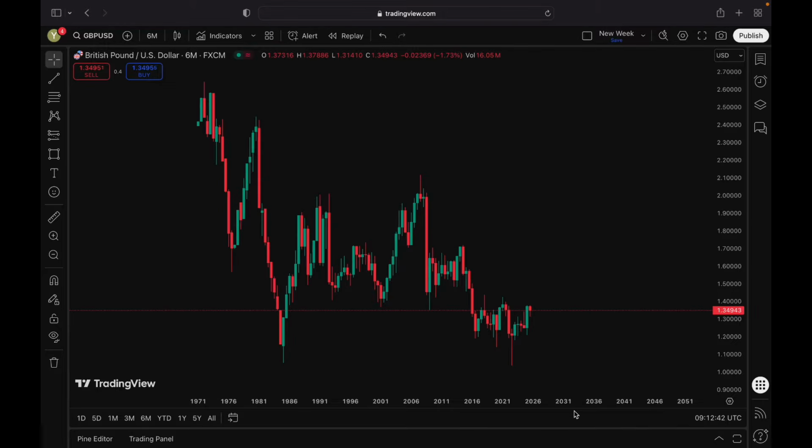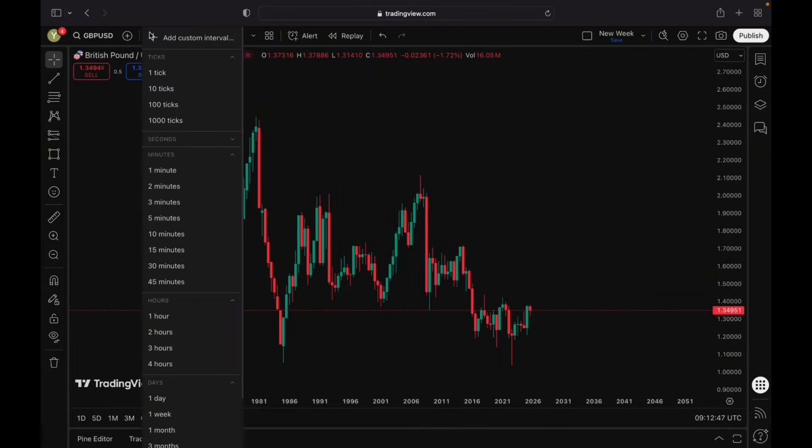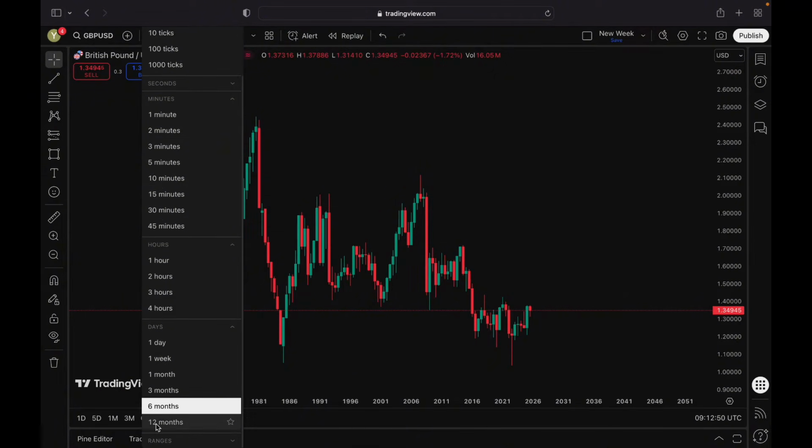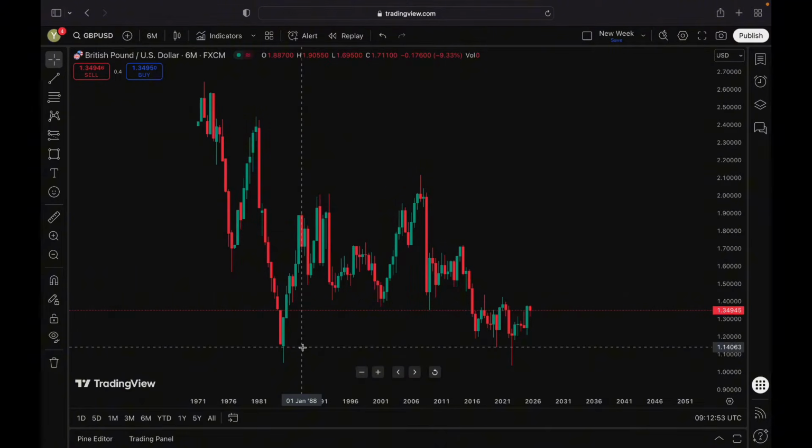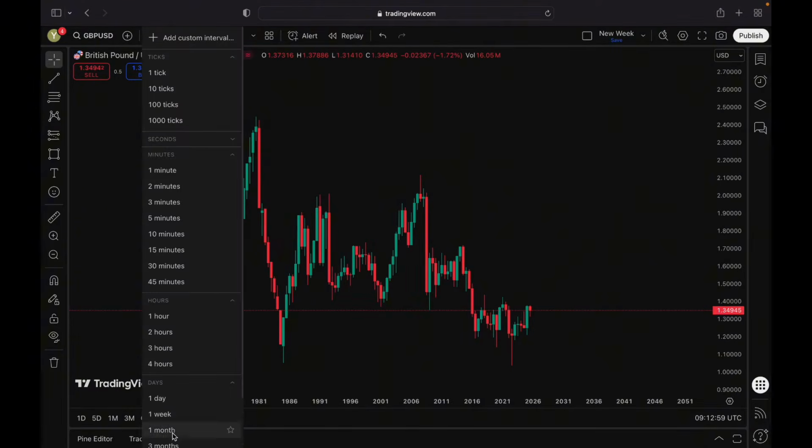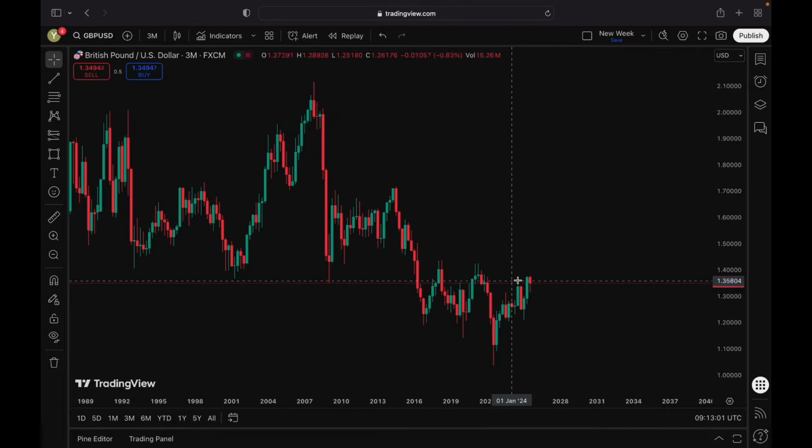Discussing multiple time frame analysis today. So we have lots of time frames. If you just click here on your TradingView, we have 12 months, we have 6 months. This is currently the 6 month time frame. Each candlestick represents 6 months. We have 3 months. As you can see, each candle represents 3 months.